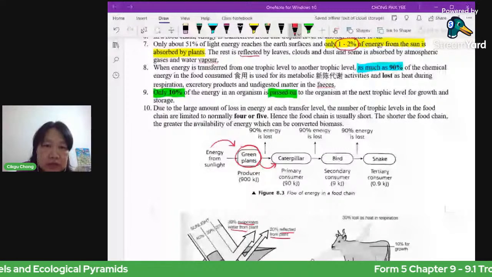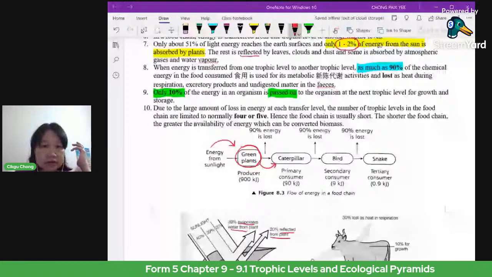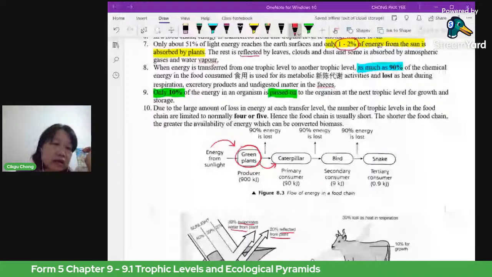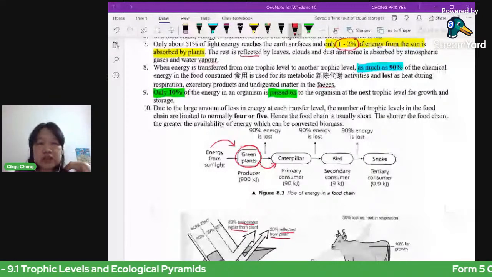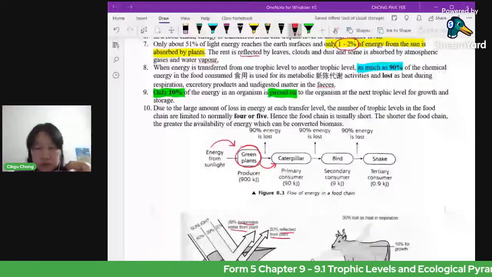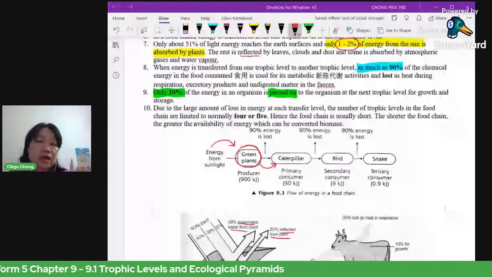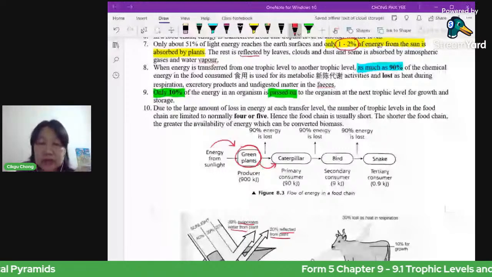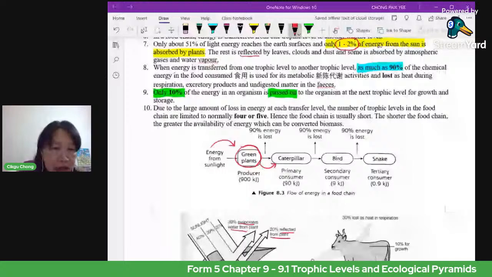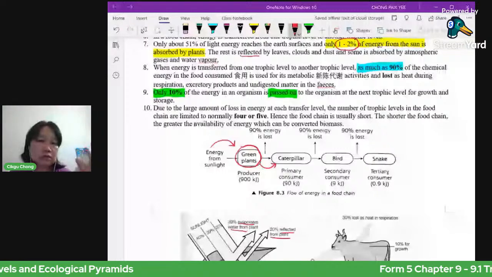Okay, so let's say this producer has 900 kilojoules of energy. Kilojoule is a unit of measurement of energy. So 10% of that 900 kilojoules is going to be taken by the caterpillar. That means the caterpillar only gets 90 kilojoules, because 10% times 900 is 90. So now the caterpillar has 90 kilojoules of energy inside.